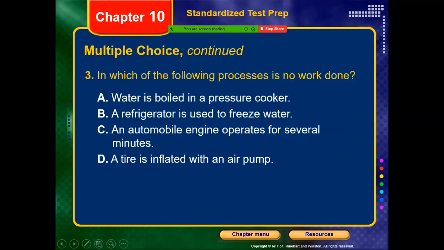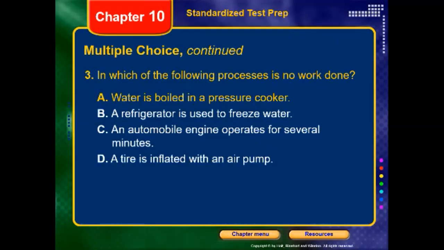In which of the following process is no work done. اكيد اول واحده the pressure cooker. ليه بقى؟ لان البريشر كوكر isolated. ما دام isolated هنا الهيت كل حاجه بتحصل جوه، مفيش عندي work done.